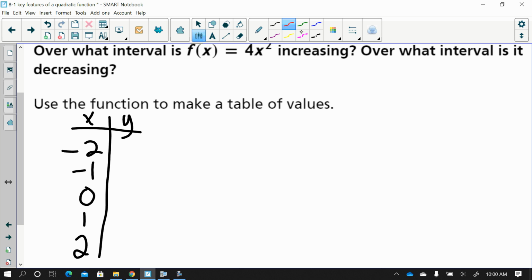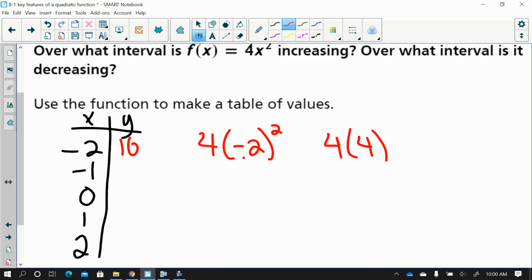So let's plug these into y equals 4x squared. If I plug in -2, I'm going to do 4 times -2 squared. Well, order of operations, we start with the exponents. So this is 4 times -2 squared. That means -2 times -2, so that's a +4. So this is 16.